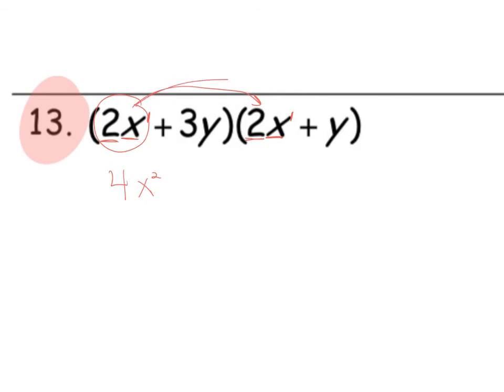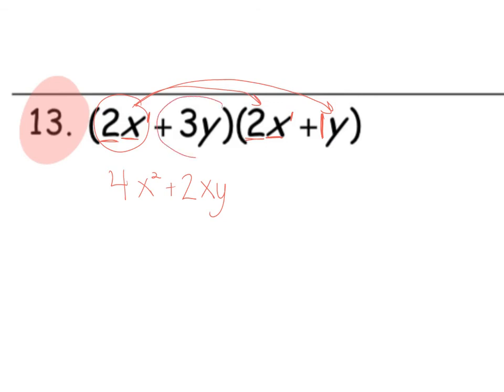I'm also going to multiply the 2x to the y. Coefficient times coefficient. The coefficient with the y is a 1. So 2 times 1 is 2. There is no other x, so I'm just copying it down. And I also had a y, which I'm also just copying down.